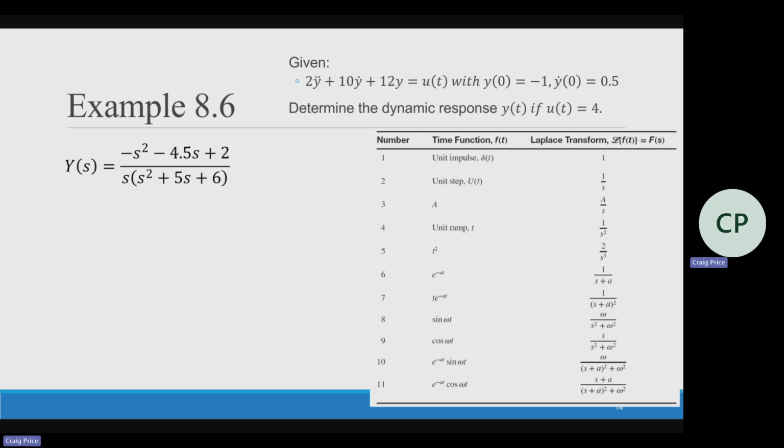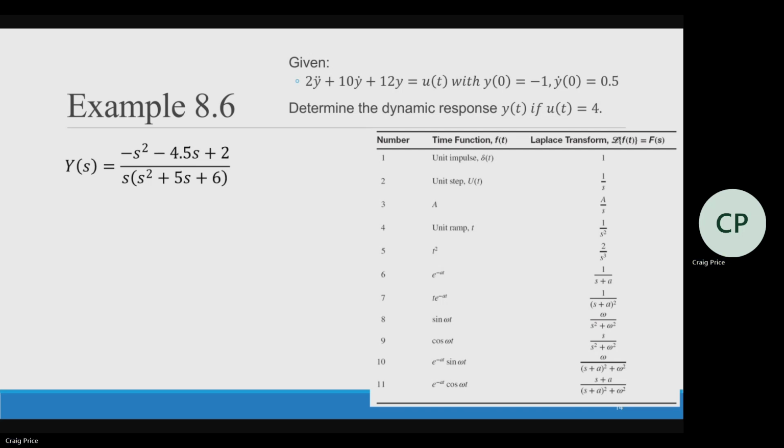What should we do first? Breathe. Should I make it? Say it again. Find the poles. Very good. The poles are the same as the roots. The poles are, if I set the denominator equal to 0, what values of s give me 0?